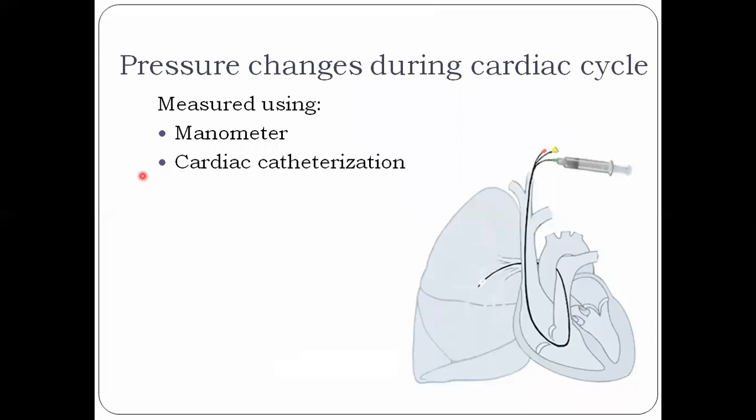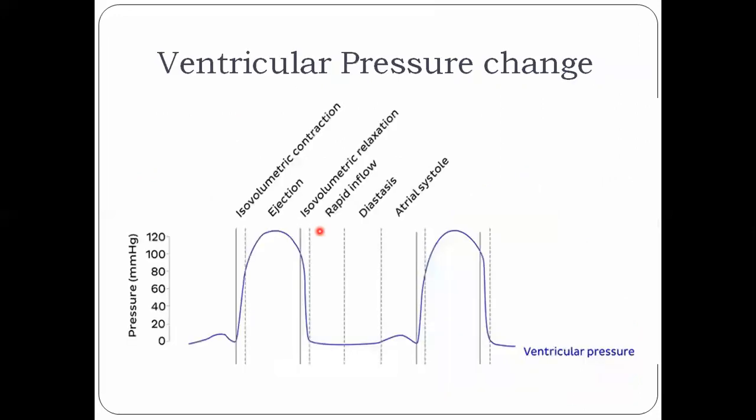The next is cardiac catheterization. This was done in humans. The catheter was passed into the heart through the femoral vein to the right atrium, and then the pressure was monitored. Now let's see the pressure changes in the ventricle.